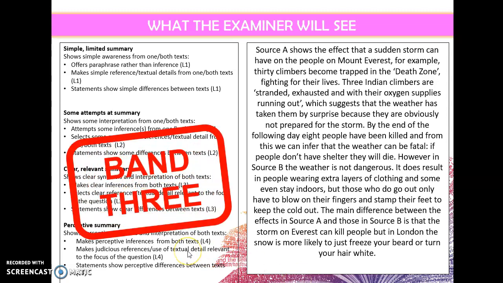Okay, so you can see the idea is the same as that band 1 answer, but you can see how much more detail's been used. The quotations have been put in there, and there is some inference.